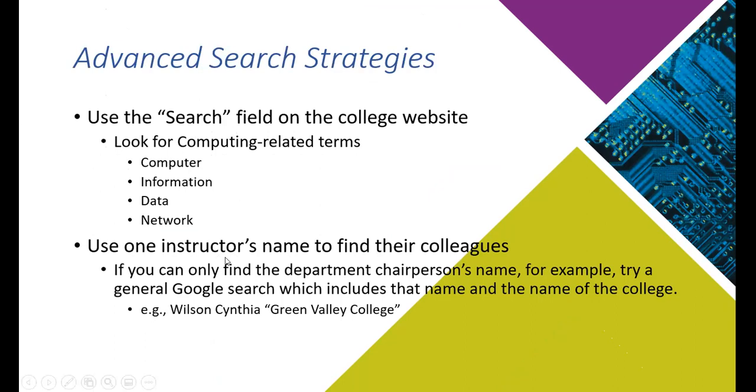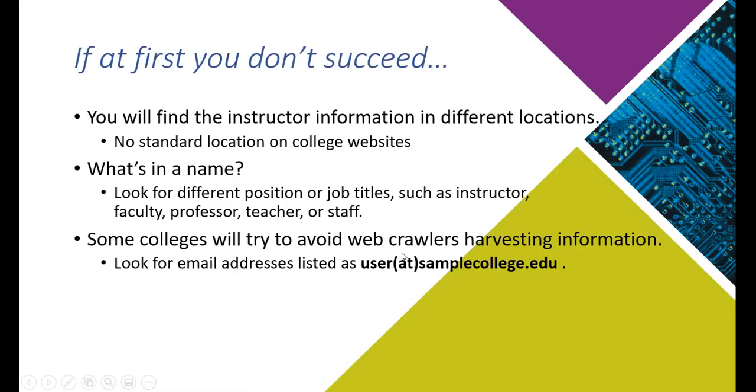If you have a really hard time finding the instructors, if you can somehow find one instructor's name, okay, then you might be able to find their colleagues nearby. So for example, if you look for the name of the faculty member and then the name of the college, notice I put the quotation marks to allow the search engine to treat this as one term. Then that would be another alternative for you to pursue.